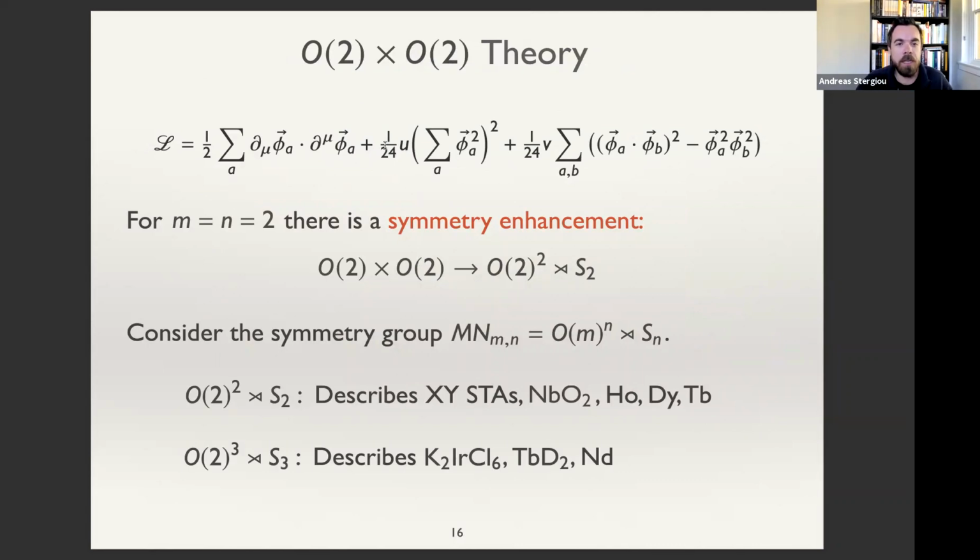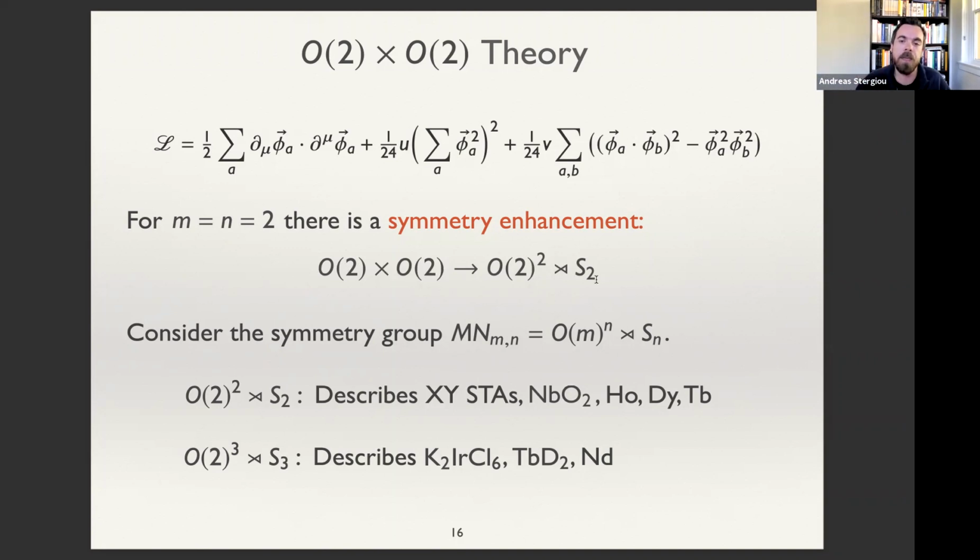So I just wrote down here again this O(M) times O(N) theory. And just to say that for m equal n equal 2, so remember, we're going now back to the O(2) times O(2) case. That's a case where potentially experiments are sensitive. And in this case, this Lagrangian over here has a symmetry enhancement. So instead of having symmetry just O(2) times O(2), it's going to have O(2) times O(2), but with a semi-direct product with Z2 or S2.